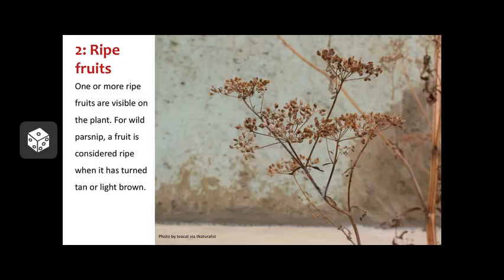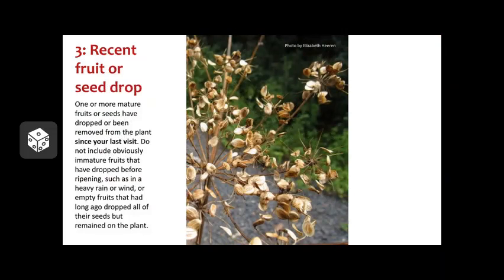Here's another example of the ripe fruits phenophase. It should be somewhat clear when the fruits have turned ripe, as they're a very distinct color. And a quick reminder once again that since this plant is in the ripe fruits phenophase, it is, by default, also in the fruits phenophase.